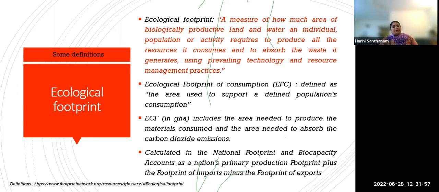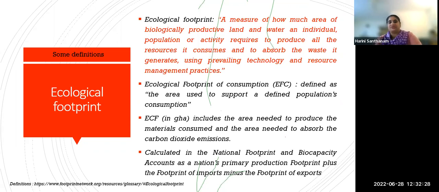The emissions are produced because we are using some biological materials to do an activity of value to human society. But in this process, we generate waste and we generate emissions. So it includes the land which is needed to produce these materials which are consumed and the area to absorb the emissions together. So these are the two: ecological footprint as well as the biocapacity.